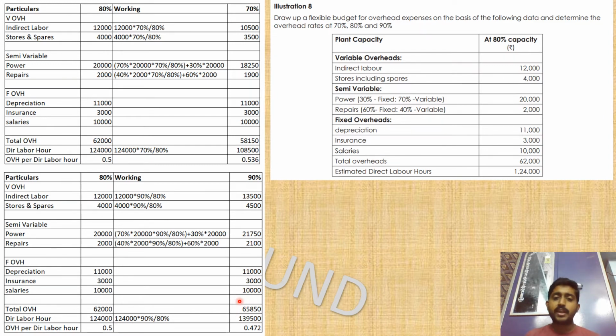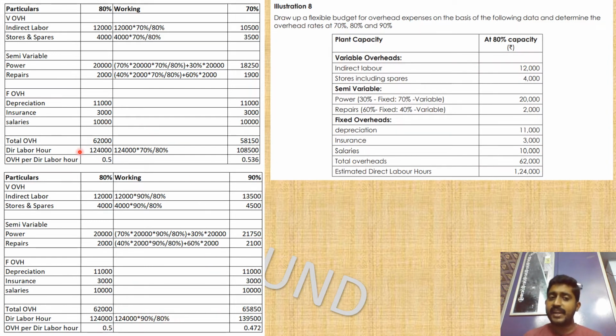and for 90% capacity it comes to 65,850. Now the estimated direct labor hours are given. Direct labor hours are also variable in nature, so we have to apply the same mathematics we applied for the labor overheads. What is that? If you want to plot for 70%, divided by 80% multiplied by 70%. So I am doing the same logic and finding the direct labor hours required for the 70% scenario, and in the same way I am applying it to find the 90% scenario.